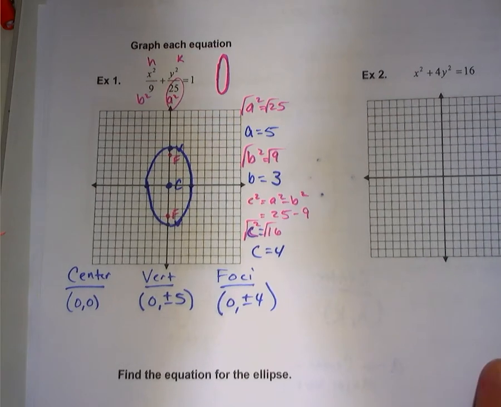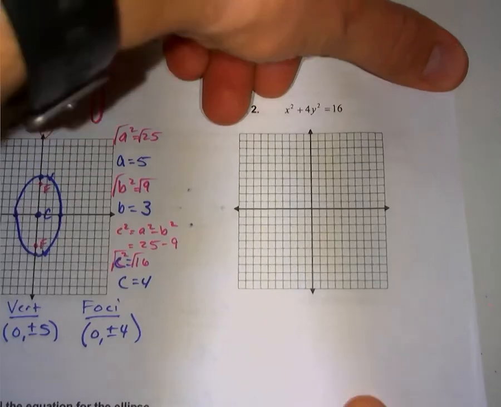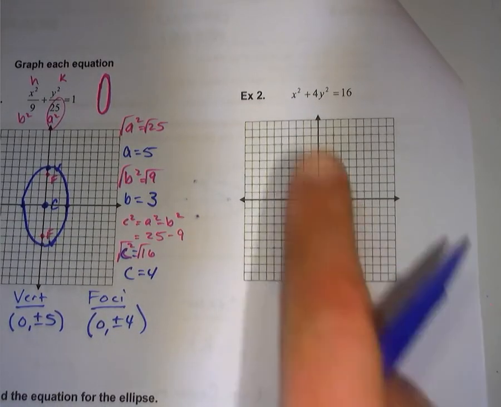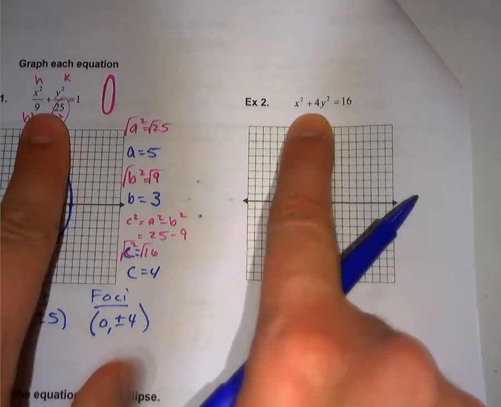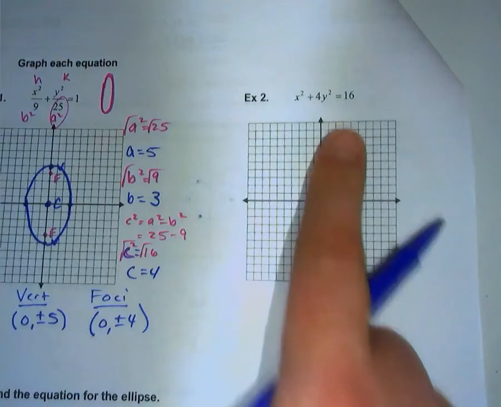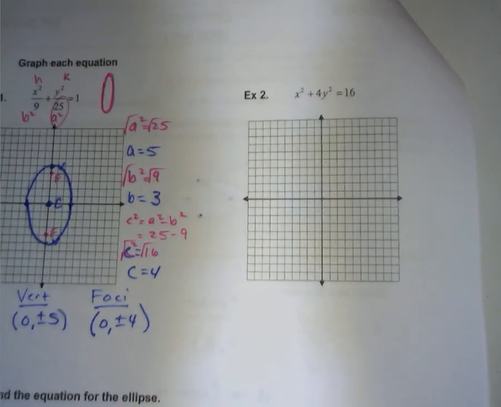All right, let's move on to number 2 then. Here we go. So they give me this equation. I've got x squared plus 4y squared equals 16. Now the problem is I want this to look like this. I always want it equal to 1. In this case, it's equal to 16. So what can I do with that 16? How do I move it?